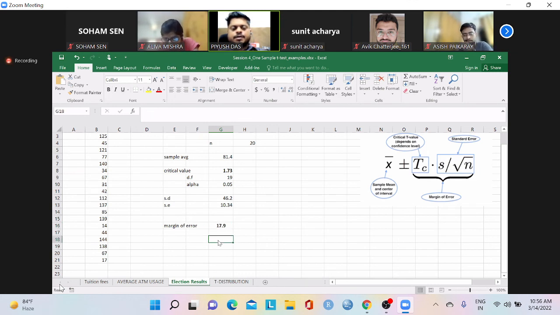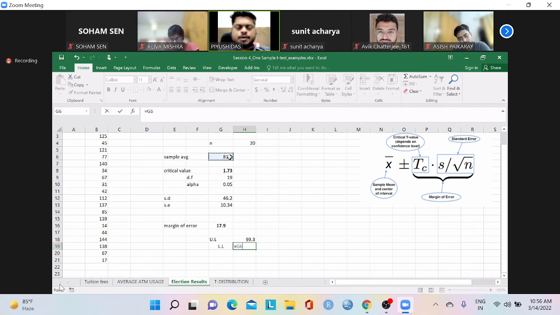Right. So what is my upper limit? Whatever is my mean value plus my error, 99.3. What will be my lower limit? Whatever is my mean value 81.4 minus the error, 63.5.